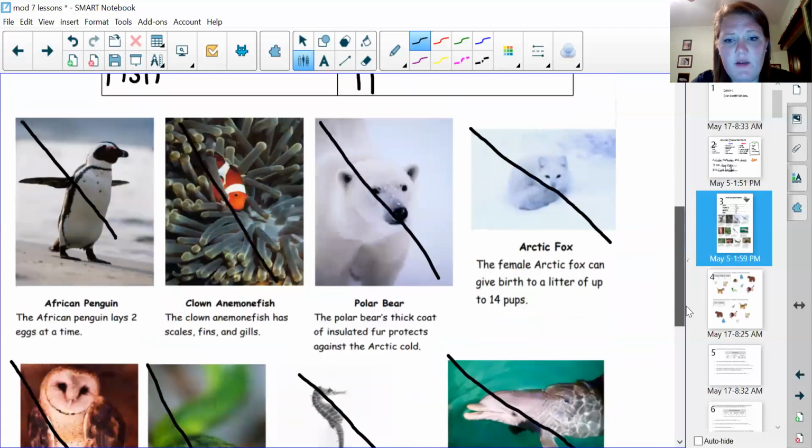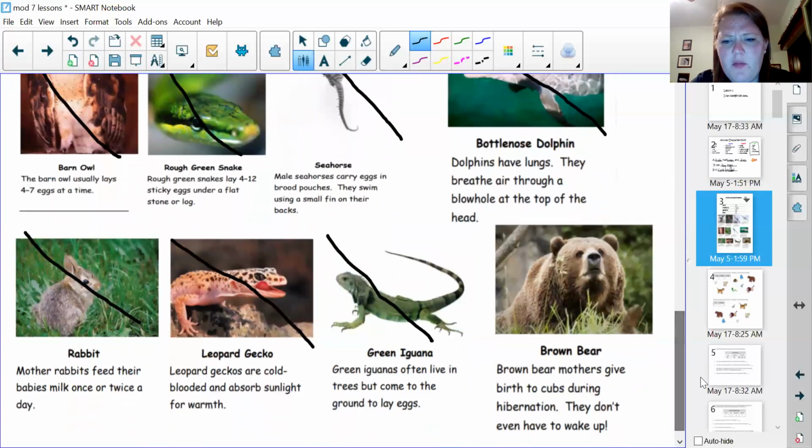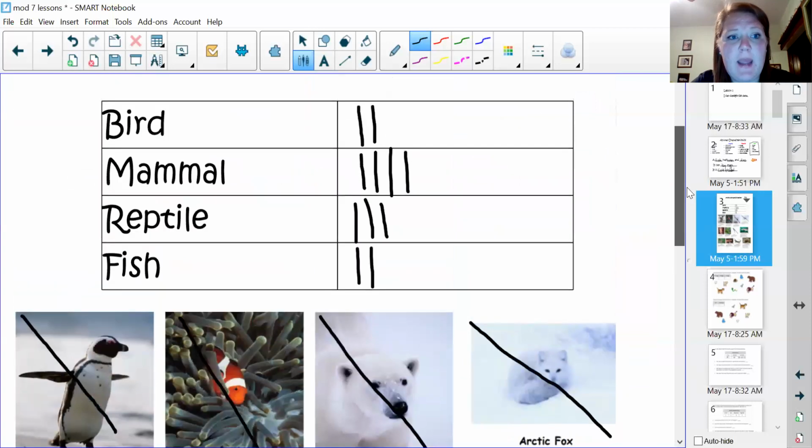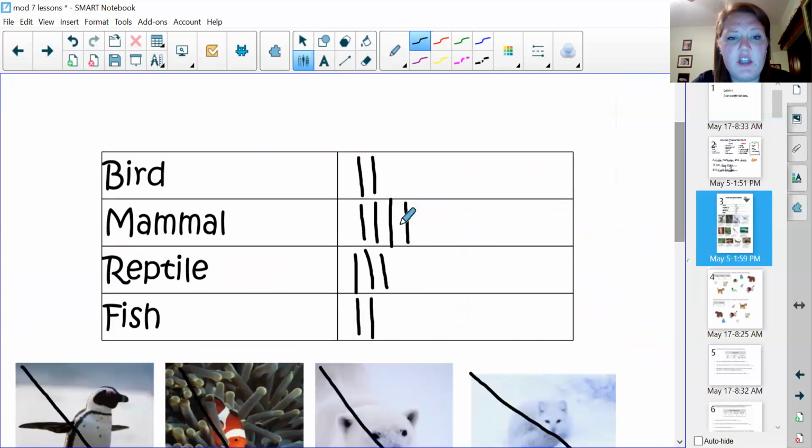All right, last one. Brown bear. Brown bear mothers give birth to cubs during hibernation. They don't even have to wake up. That's crazy. I did not know that. Let's cross that one off. Is it a bird, a mammal, a reptile, or a fish? It is a mammal. And look, we have 1, 2, 3, 4 tally marks here. So let's go ahead and close that gate.